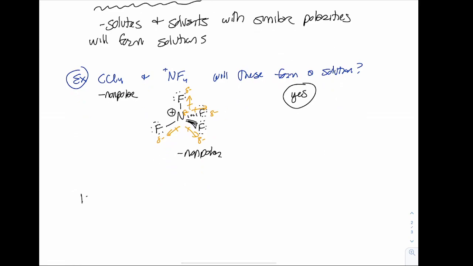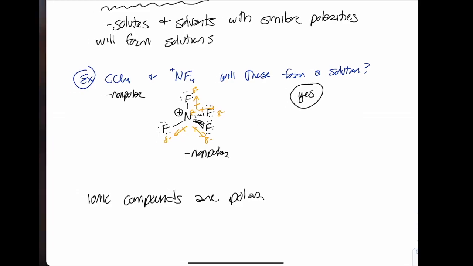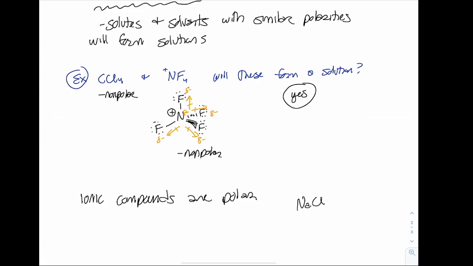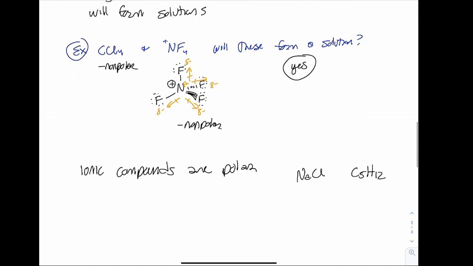For water, for ionic compounds are polar by nature, right? They're made of ions. So instead of having a partial positive end and a partial negative end, I just have a full-blown positive and negative. So ionic compounds are polar. So if I was to take sodium chloride and ask if it would dissolve in, I don't know, C5H12, this is ionic, right? Sodium ions and chlorine ions, so it is polar. This is just carbon and hydrogen, so it's non-polar.